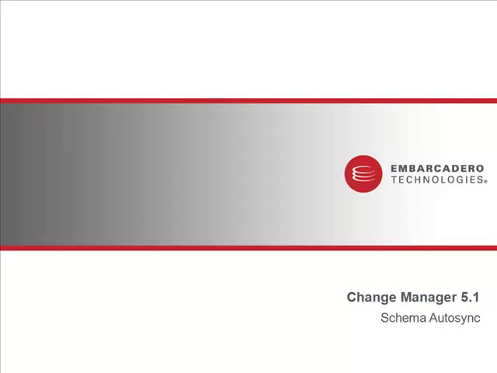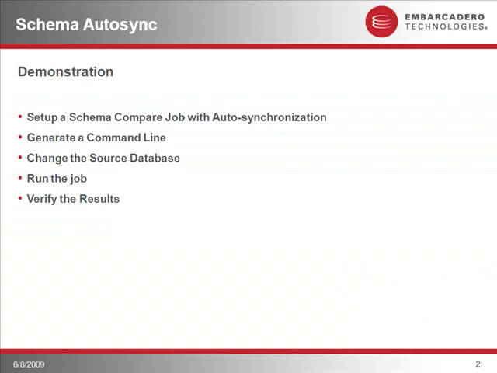Today I'm going to give you a quick tour of Change Manager 5.1, showing off the Schema auto-synchronization facility that's new in version 5.1. The demonstration today will create a schema comparison job. We're going to compare a SQL Server source with a Sybase target and another SQL Server target. We're going to generate a command line to run the job and synchronize the targets to match the source. And then I'll use DB-Artisan to change the source database. We'll run the job by the command line, and I'll show you that the targets now match the source.